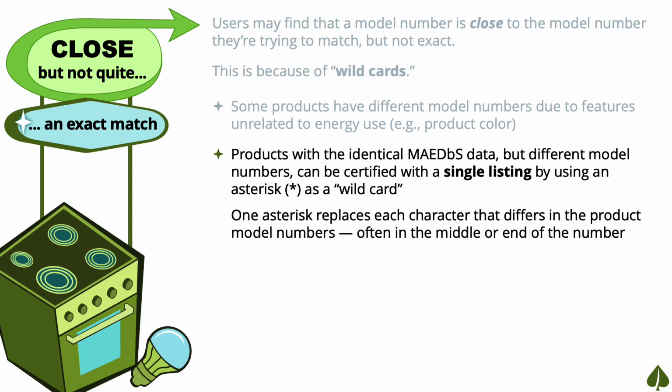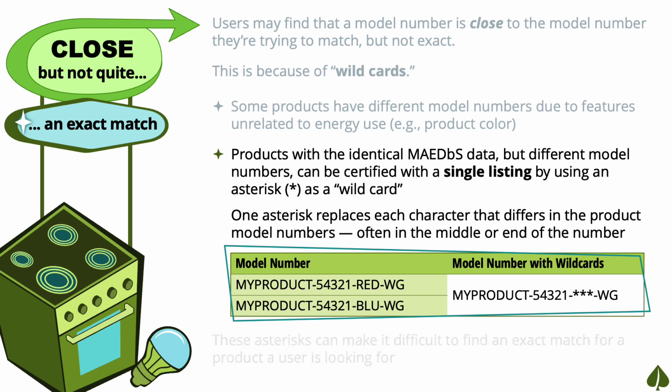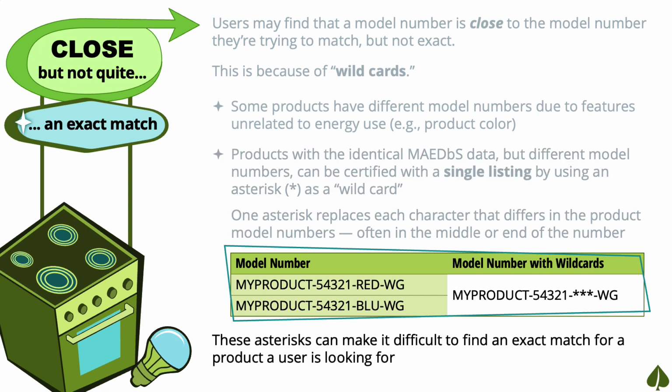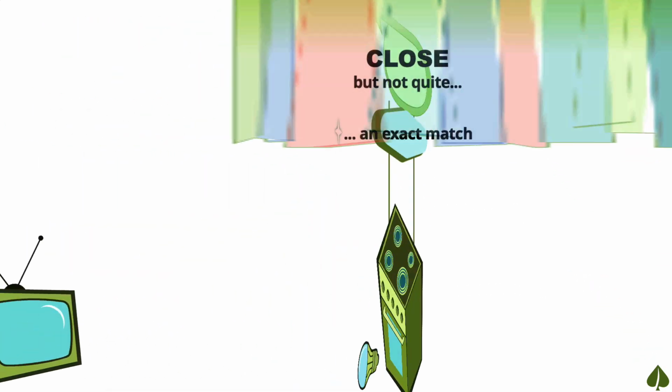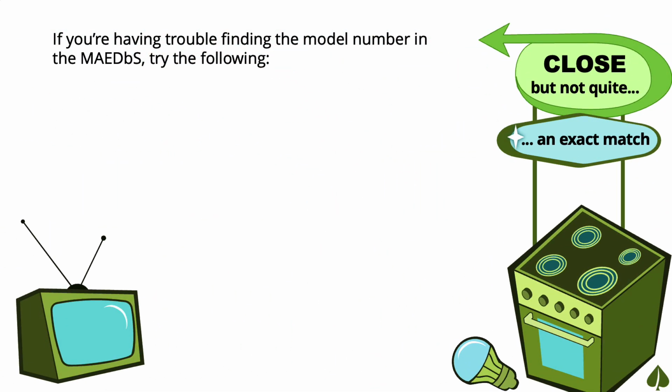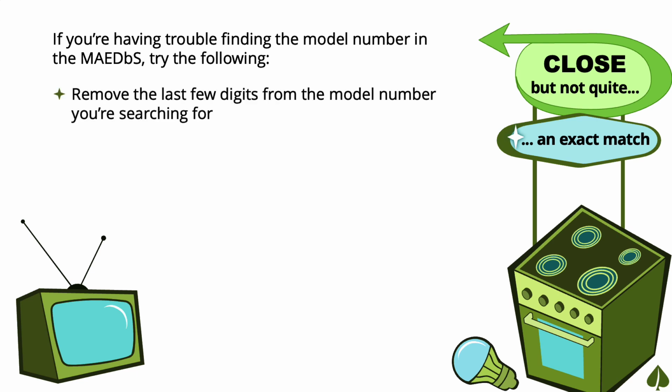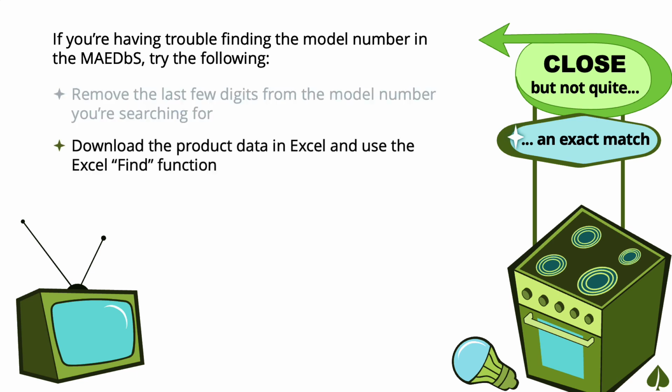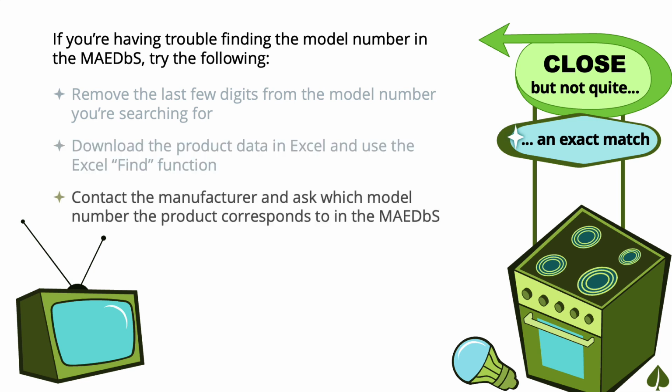Wildcards are usually found in the middle or end of a model number, but never at the beginning. These wildcards can make it difficult for you to find an exact product match, so you'll likely find that a model number is close to what you're searching for, but not exact. If you're having trouble finding the model number you're looking for, try removing the last few characters from the model number. You can also download the product data and use Excel to make it easier to try different combinations of the model number. Lastly, you can contact the manufacturer and ask which model number the product corresponds to in the MAEDbS.